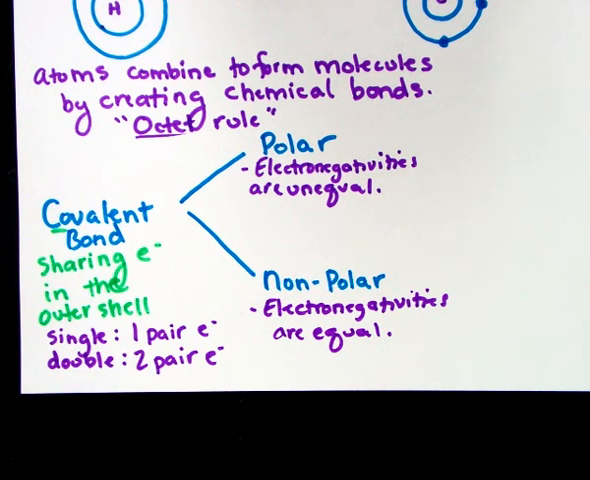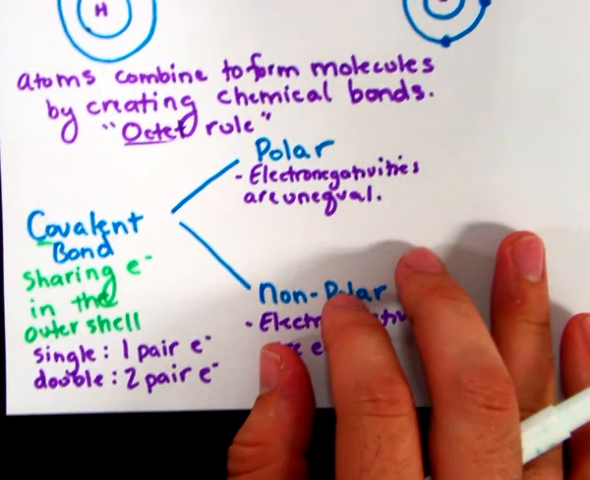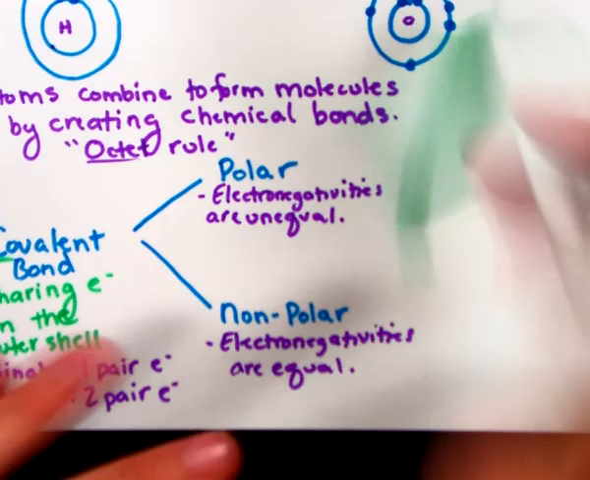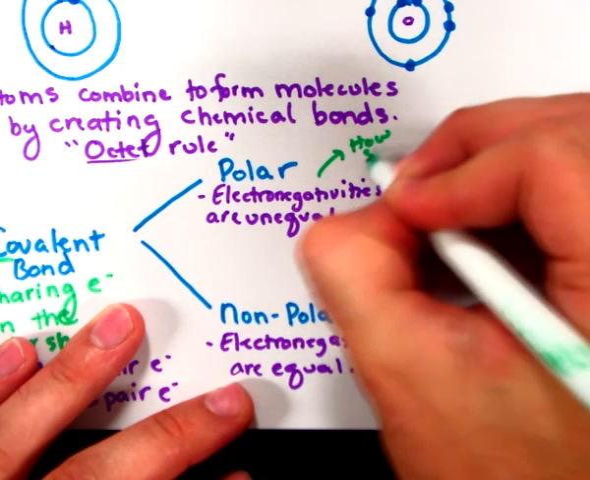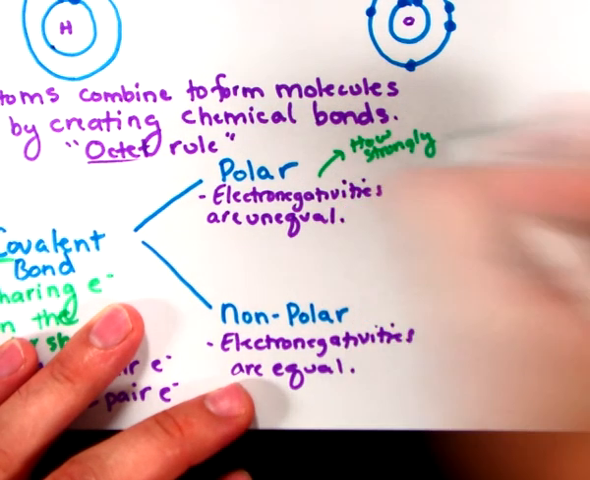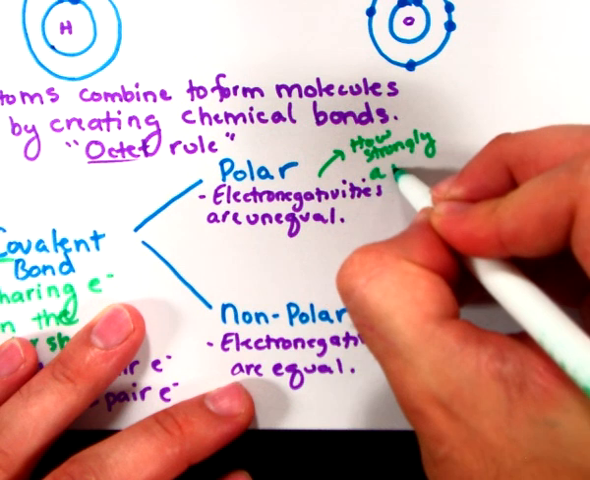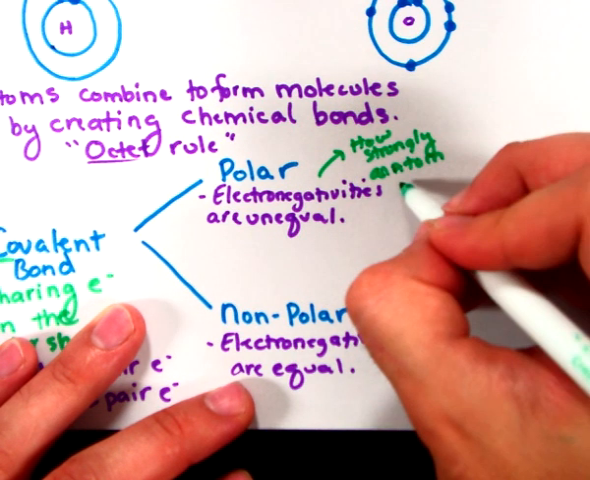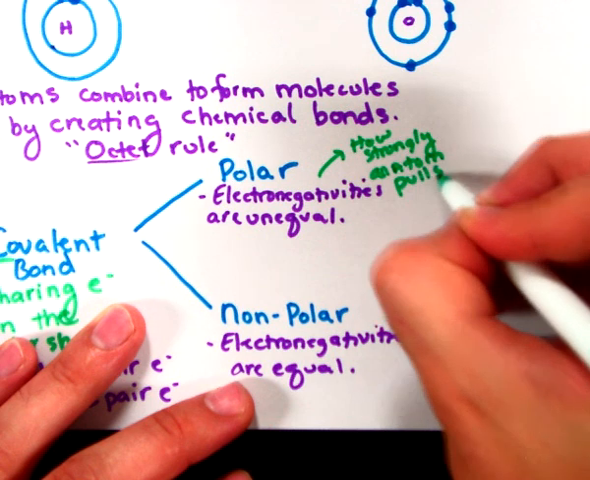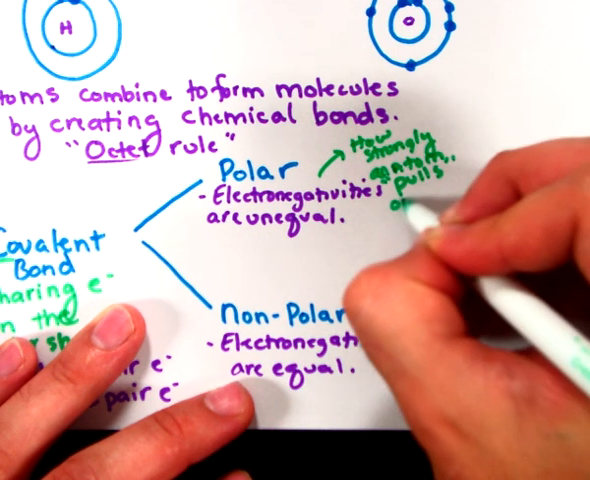All right. So an electronegativity, this is simply how strongly an atom pulls on the electrons.